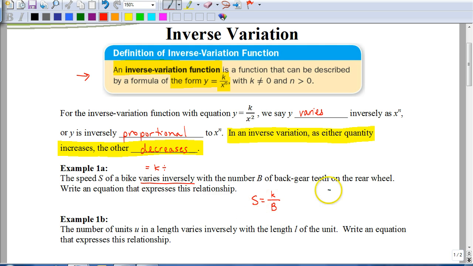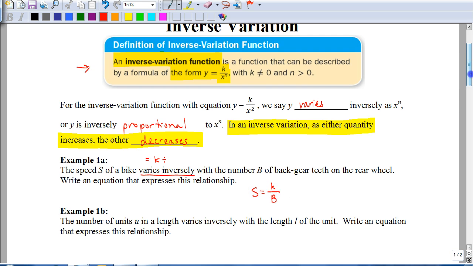Now this would be the proper way to write it. Please don't write it like this. Sometimes even in your own work, when you do that, you end up mistaking that for a minus. So the proper way to write it would just be to write it as s equals k divided by b as a fraction.